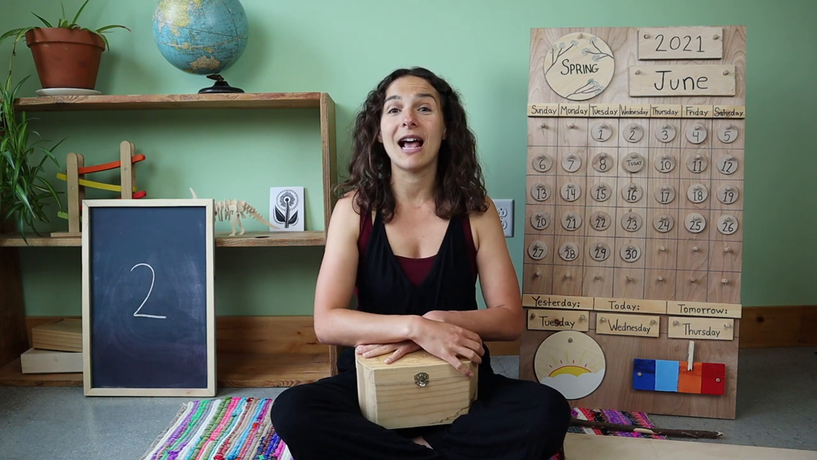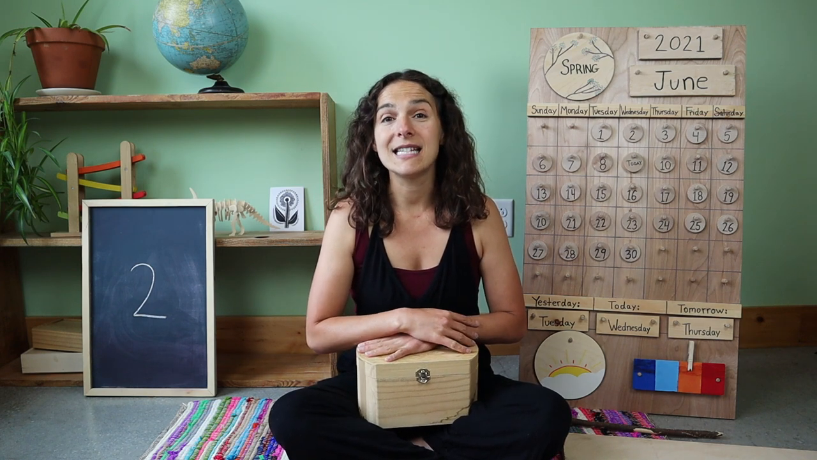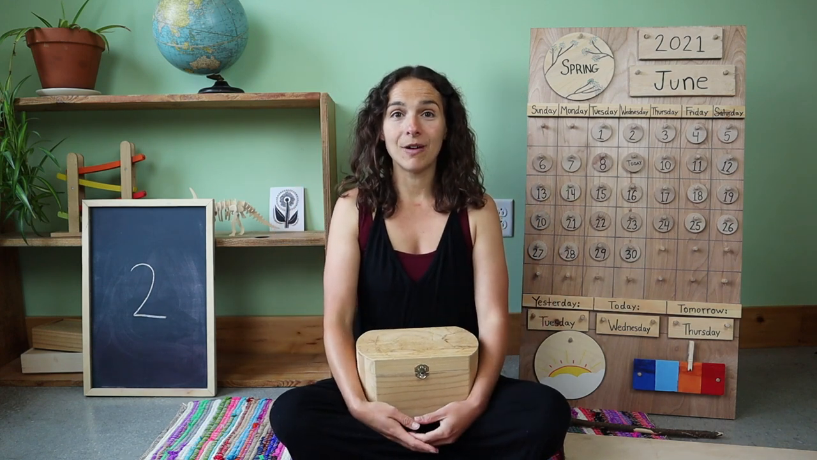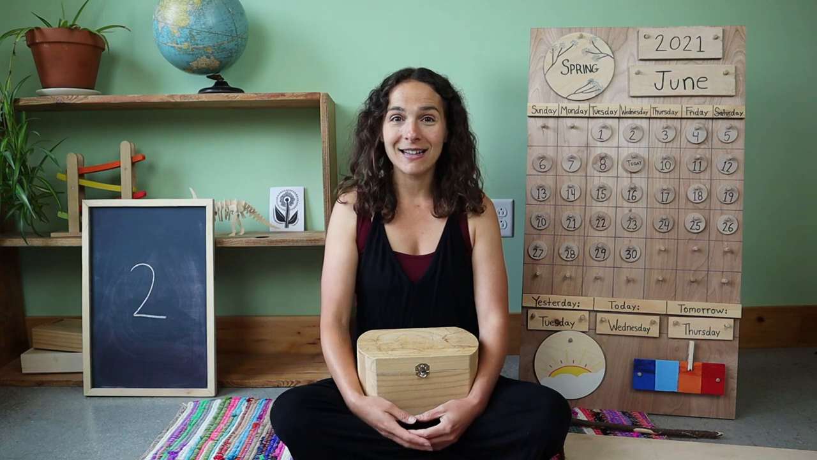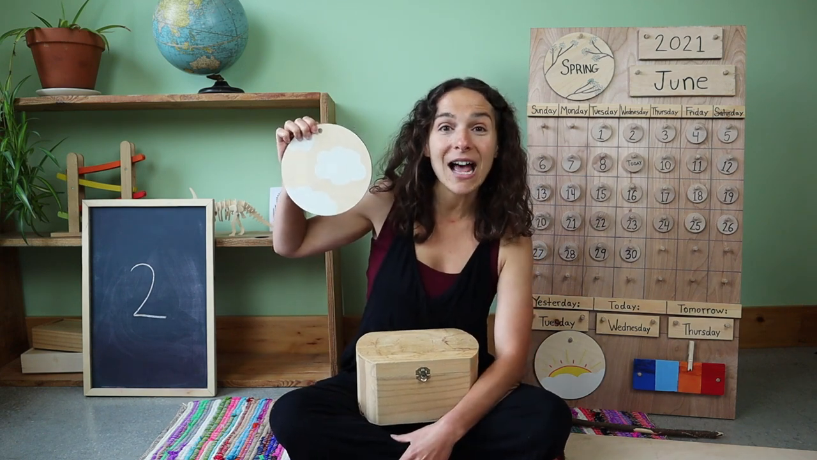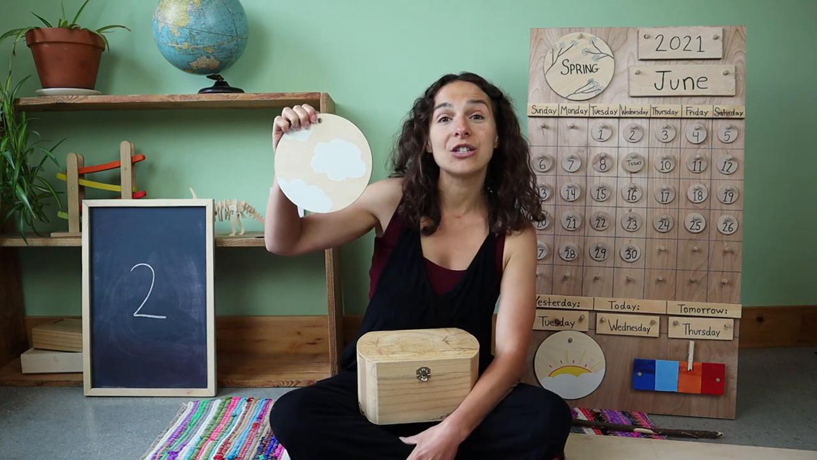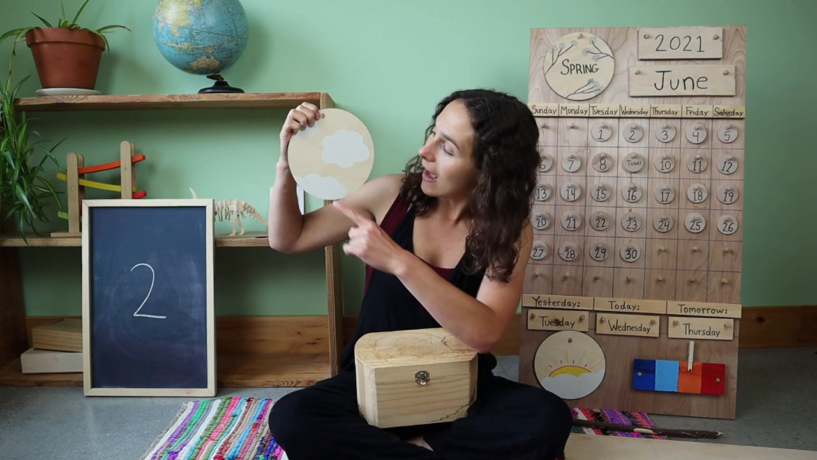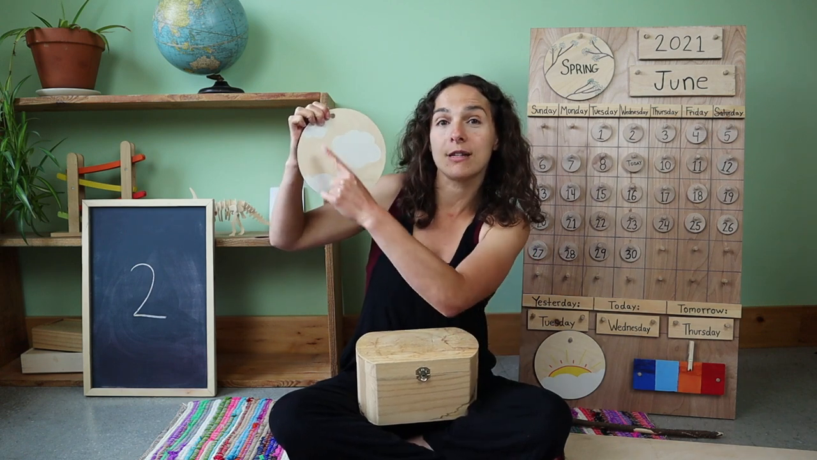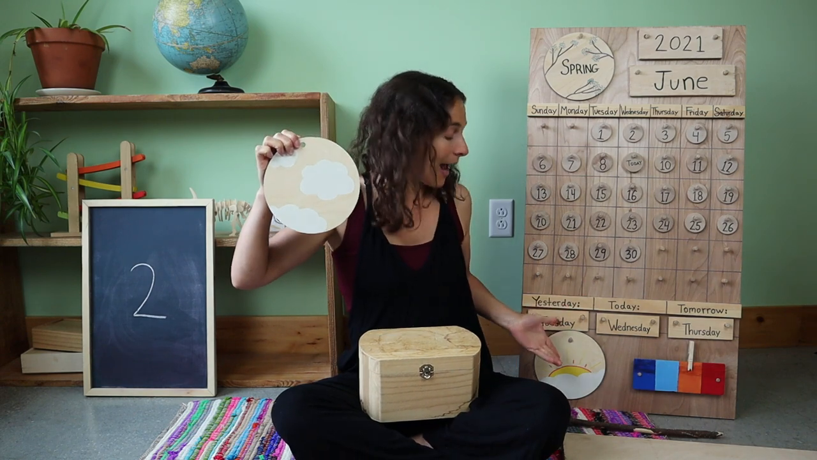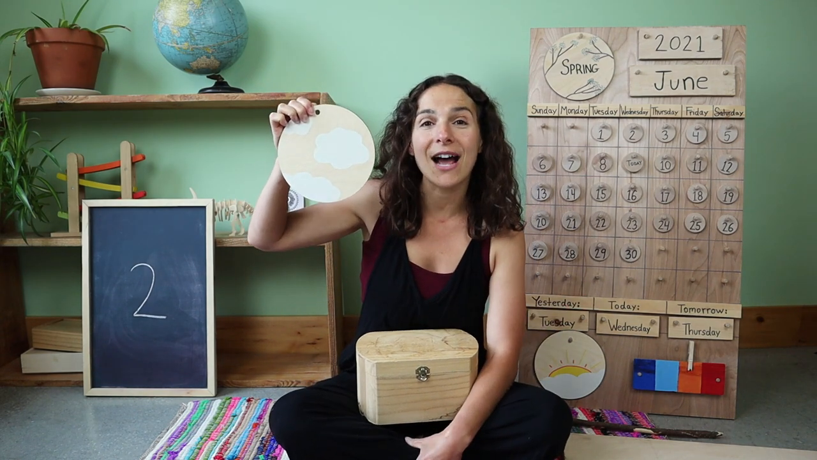And here is your last clue. This is something that rain and snow fall from. Do you know what it could be? A cloud. Cloud starts with the letter K, C. I have some puffy white cumulus clouds right here. This is something that I use on my calendar and weather chart on a cloudy day.